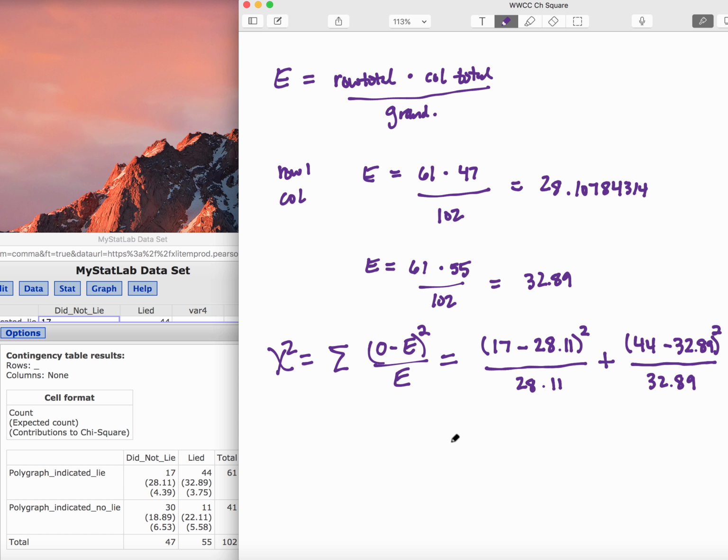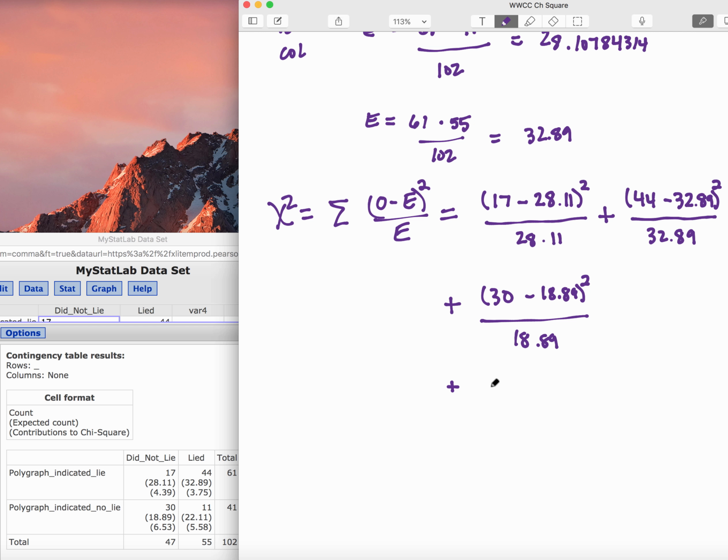Now, I always run out of room. There's a lot of math here, so I'm just going to go to the next row. Plus, now there were 30 people in the cell of they did not lie, and the polygraph indicated that they did not lie. But I actually should have seen 18.89 people there. So find the difference, square it, and then divide by 18.89. Plus, now go to the next cell. There are 11 people there. There should have been 22.11. So it looks like there is a little bit of a difference. 22.11.